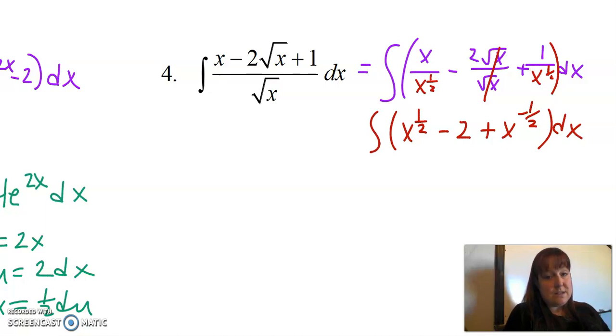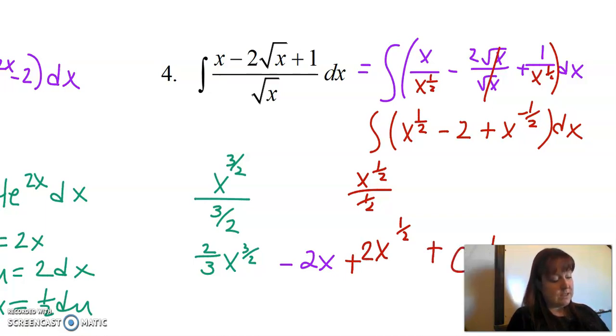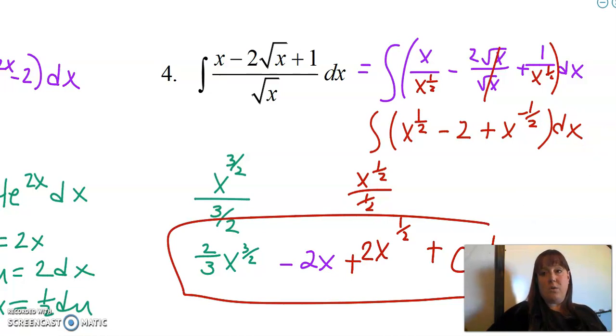Okay, and so now since this is an integral with 3 separate terms, we can just integrate each term separately. So we have x to the 1/2 integrated. It's going to be x to the 3/2 over 3/2, which is the same as x to the 3/2 times 2/3. Okay, and then the next one is just going to be minus 2x, because the integral of -2 is just -2x. And then the last one, again, we're just going to add 1. So we're going to have x to the 1/2 over 1/2, which is the same as x to the 1/2 times 2. And then plus c. All right, there you go.